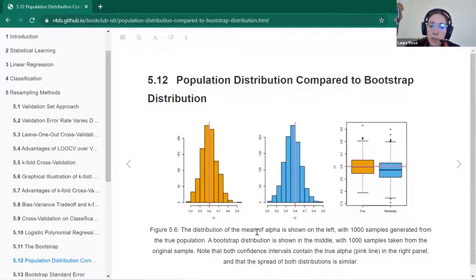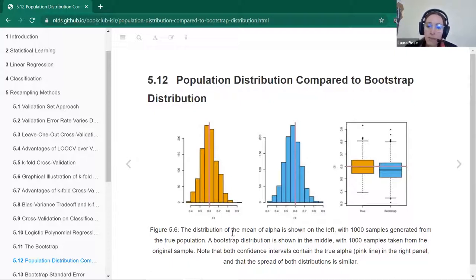Okay, so this is a helpful graphic to understand this concept. The example in the book was minimizing the variance of an investment in terms of the return. So you're choosing alpha, which is the proportion allocated to, I think, investment X versus investment Y. You can read up on that in the book if you haven't already.